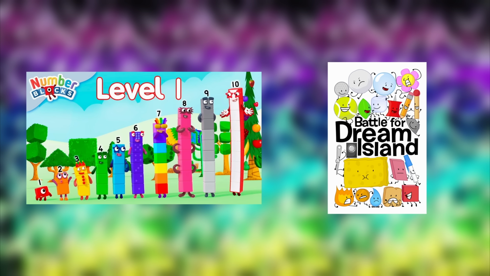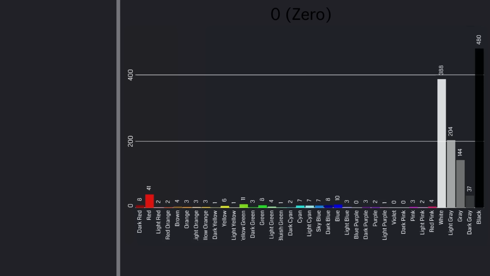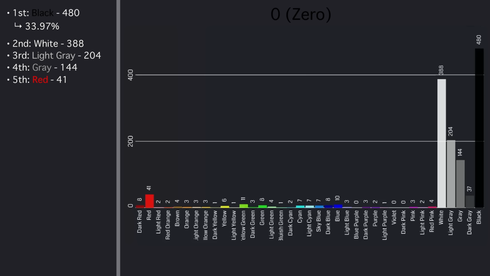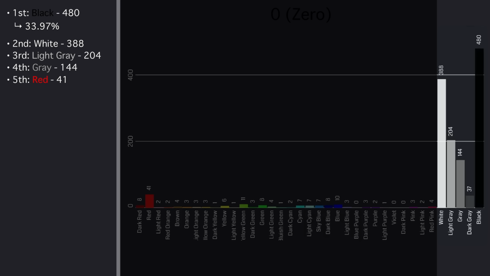Before we actually look into data affected by BFDI and Number Blocks, let's look into one number that was not, the number 0. 0 starts us off with all the grayscale colors getting highly selected, with black in first at 480 submissions, and white in second with 388 submissions. All 5 of the grayscale options were ever so close to being the top 5, but red actually beat out dark gray ever so slightly for 5th place.